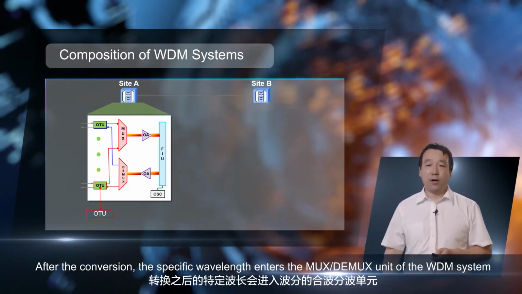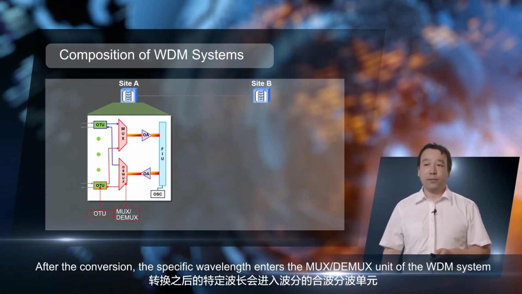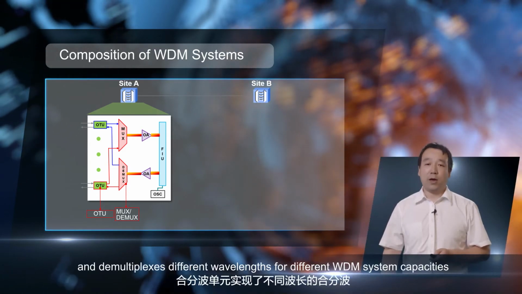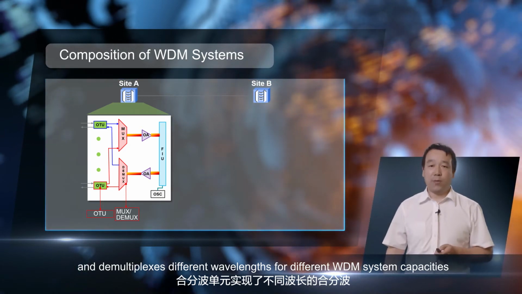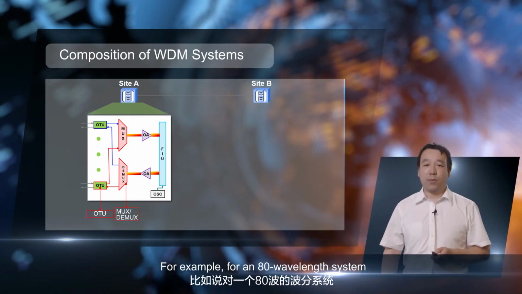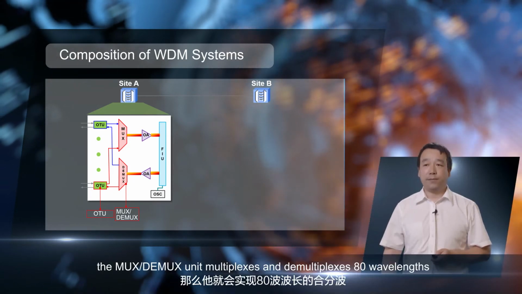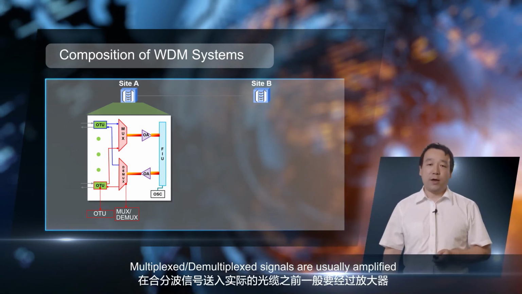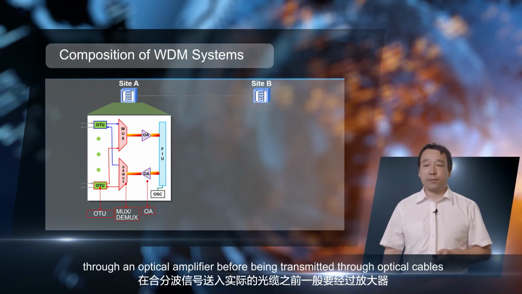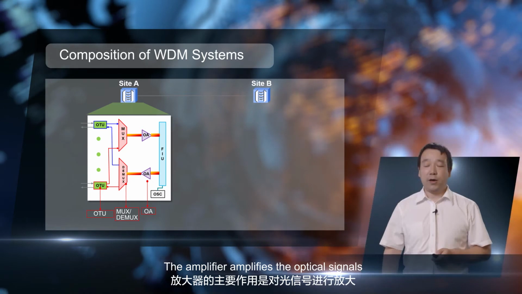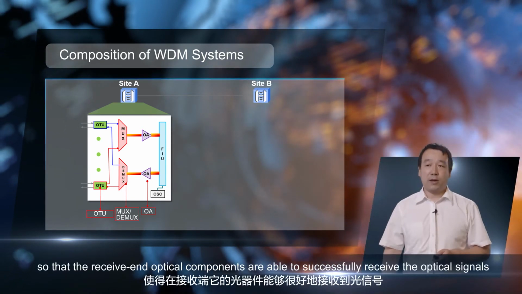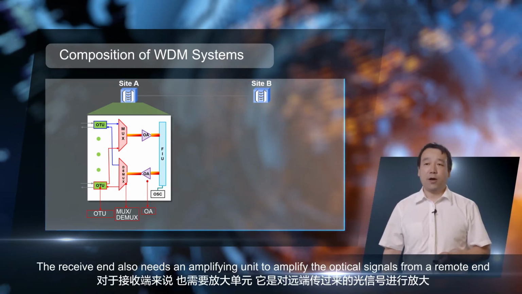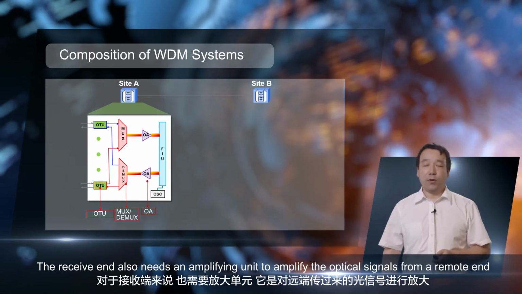After the conversion, the specific wavelength enters the MUX/DMUX unit of the WDM system. The MUX/DMUX unit multiplexes and demultiplexes different wavelengths for different WDM system capacities. For example, for an 80 wavelength system, the MUX/DMUX unit multiplexes and demultiplexes 80 wavelengths. Multiplexed or demultiplexed signals are usually amplified through an optical amplifier before being transmitted through optical cables. The amplifier amplifies the optical signals so that the receive-end optical components are able to successfully receive the optical signals. The receive end also needs an amplifying unit to amplify the optical signals from a remote end.